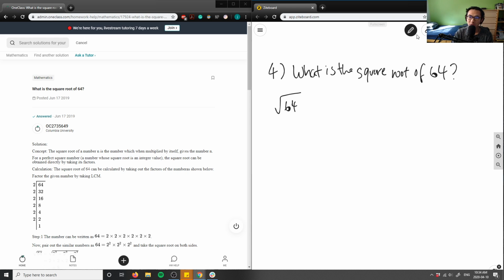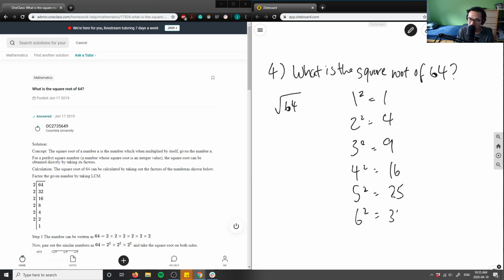How I would do this is a kind of trial and error. I would look at my squared value. For example, 1 squared would equal 1. 2 squared equals 4, because 2 times 2. 3 squared would be 9. 4 squared would be 16. 5 squared would be 25. So 5 times 5, right? It's just the number multiplying by itself. 6 squared is 36. 7 squared is 49. And 8 squared is 64, right? 8 times 8 is 64.